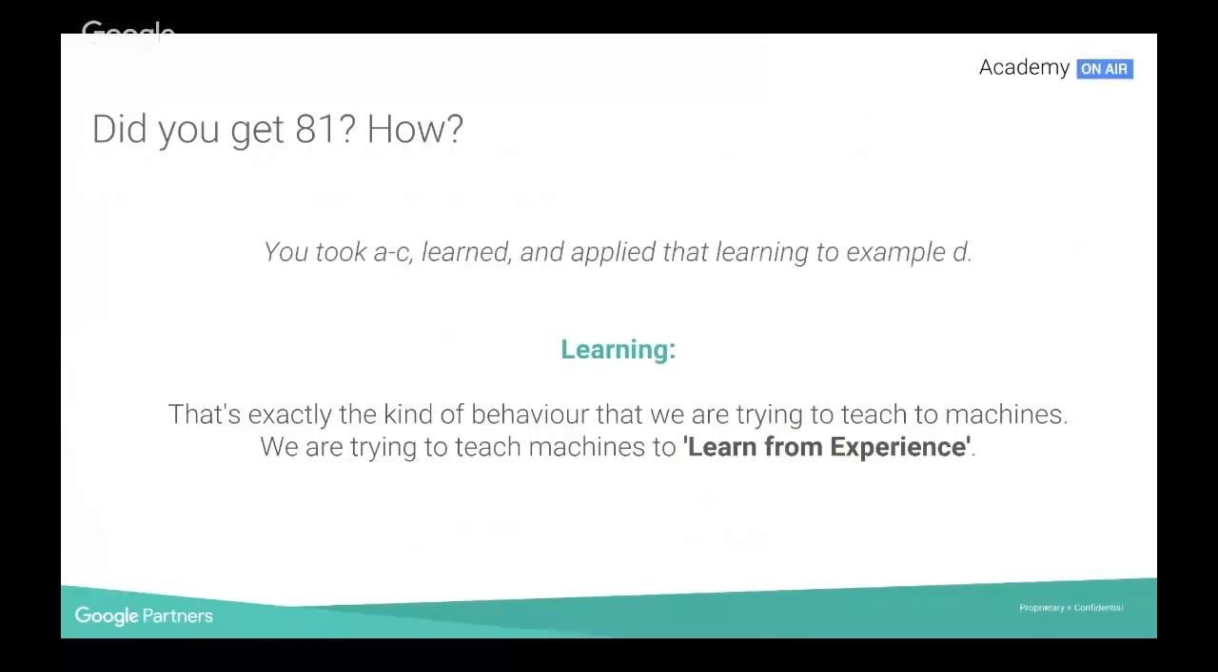So as you see here, you looked at A to Z, learned, and then applied that learning to example D. So it's all about learning from experiences. And this is exactly, as I said, what machine learning does. Quite cool, isn't it?